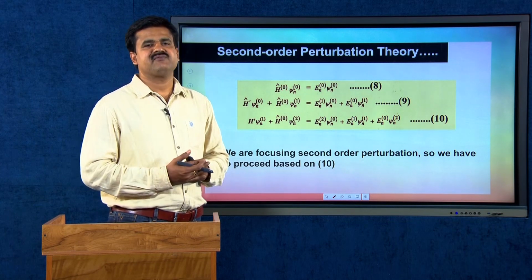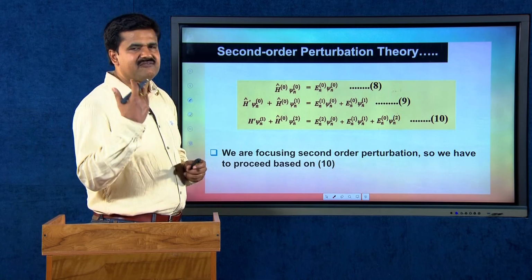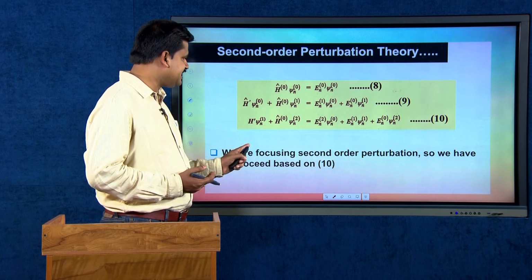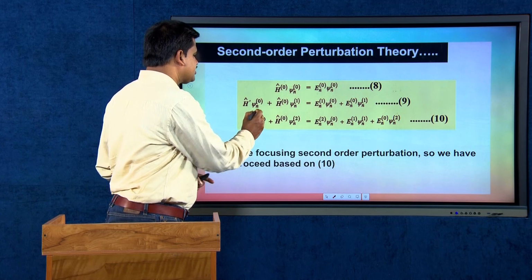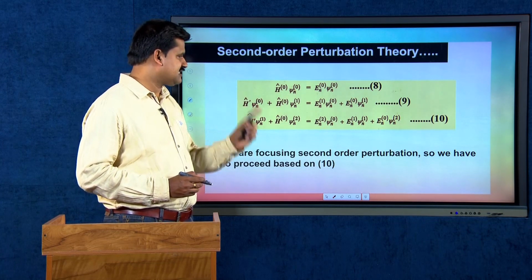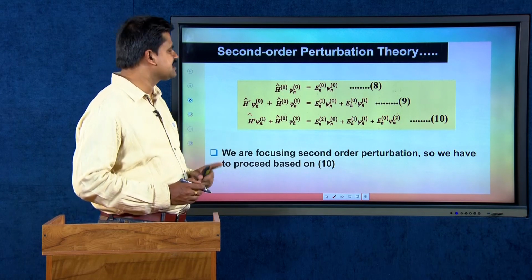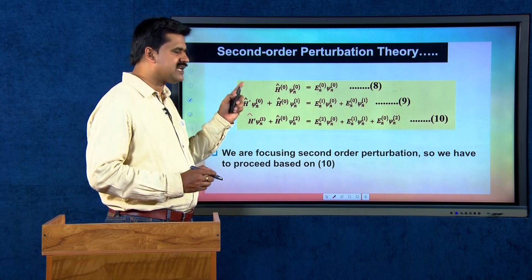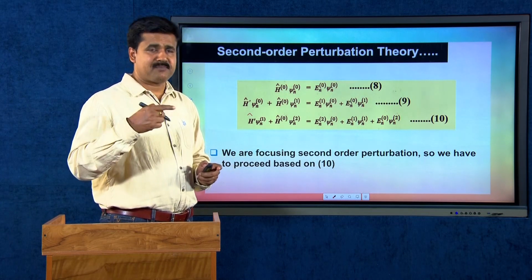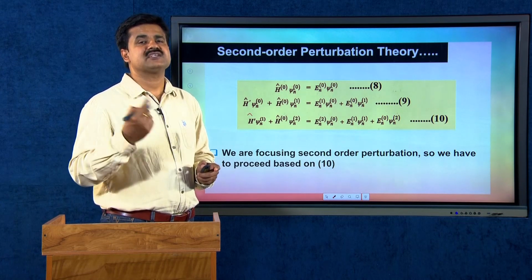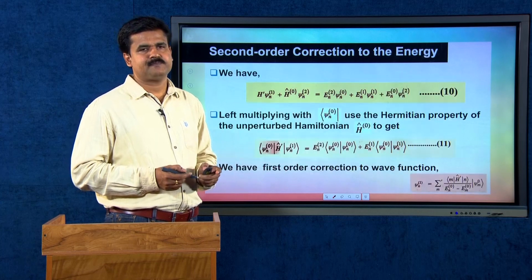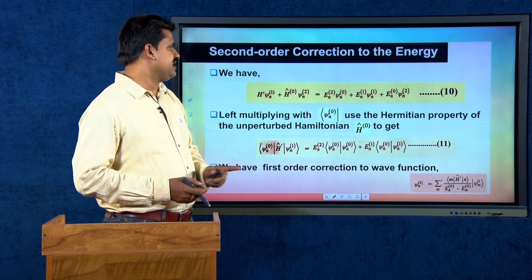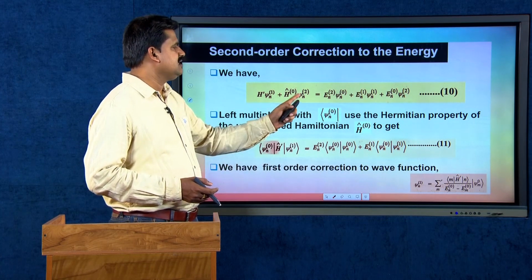Since we are discussing second order perturbation theory, we have to begin from equation 10, the second order equation, that is H hat dash psi n1 plus H hat 0 psi n2 equal to En2 psi n0 plus En1 psi n1 plus En0 psi n2. And we have to take this equation, apply the concept of the perturbation theory, and proceed to get the second order correction. Now we have equation 10 with us, left multiplying equation 10 with psi n0.